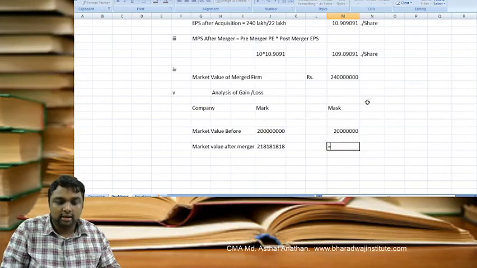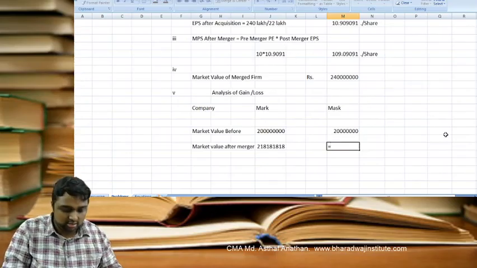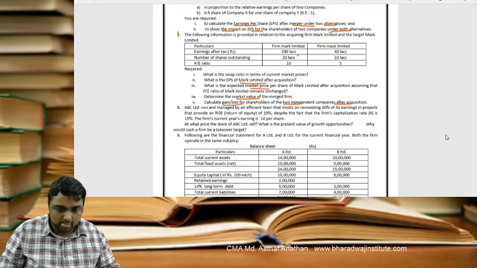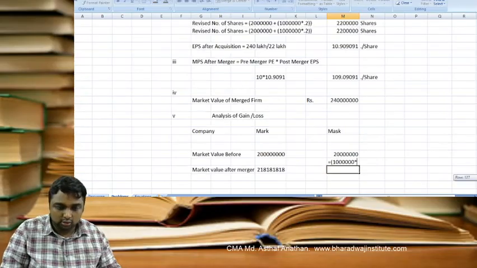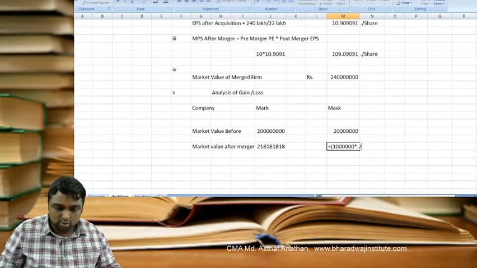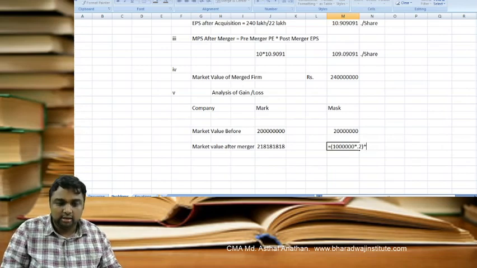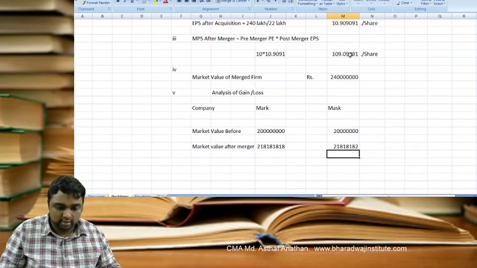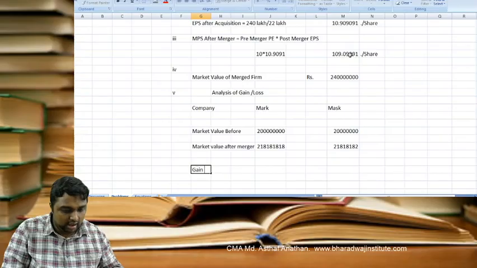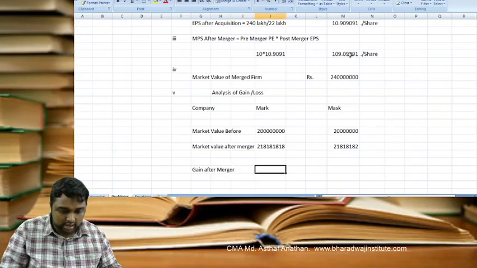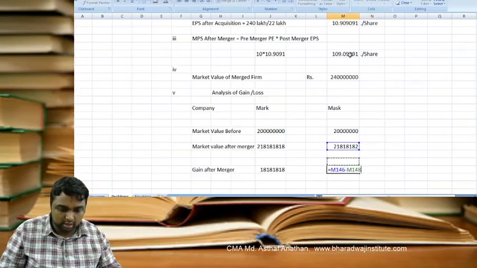Here you don't have 2 lakh. You got only how many shares? Though you are having 10 lakh, you got shares eligible to 0.2, that is 2 lakh. 2 lakh into 109. Here it is. So before, what will be the gain after merger? This is this value, this is this value, this is the gain. So both the companies got the gain.